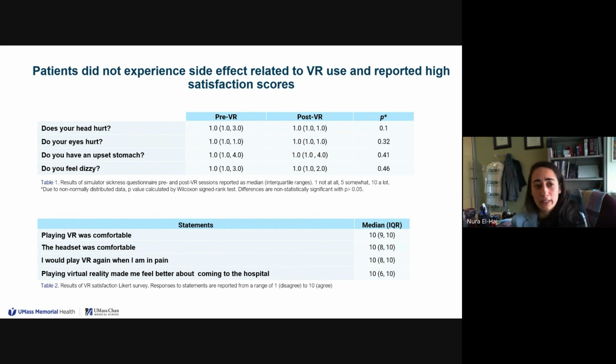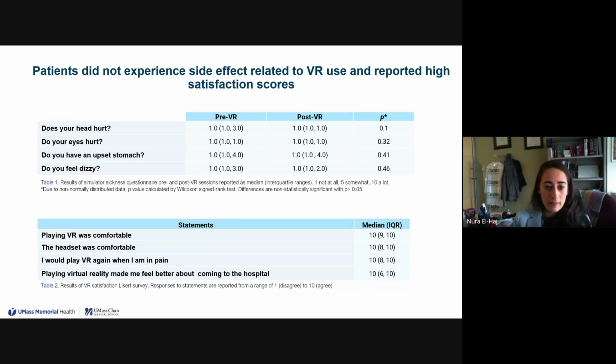we asked these very particular questions. Does your head hurt, your eyes hurt, upset stomach, dizziness? No side effects of VR. Most people felt really fine with the side effects profile. And they also really enjoyed just participating in using this. A lot of them felt that they would do it again if they were in pain.